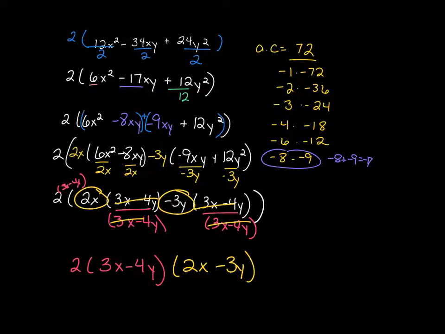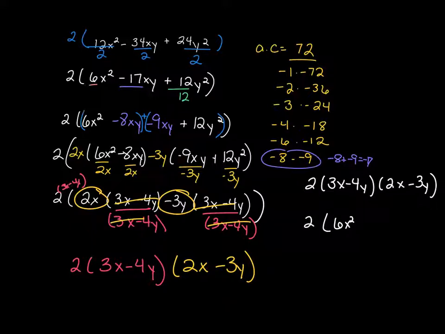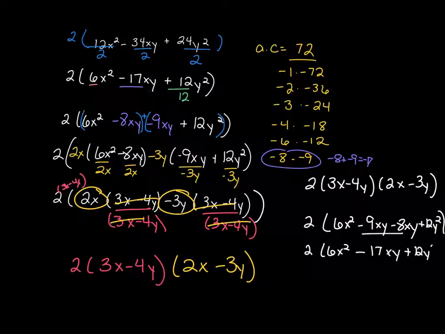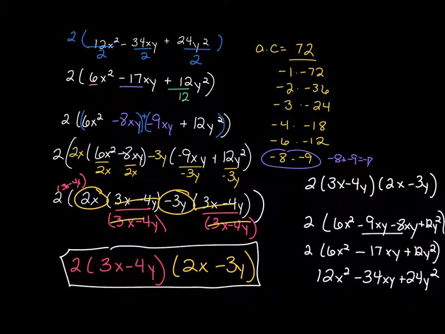And let's check it. We have 3x minus 4y, 2x minus 3y. So first, 6x squared, outer minus 9xy, inner minus 8xy, and last plus 12y squared. And then combine the two middle, 6x squared minus 17xy plus 12y squared. Now distribute the 2. So 12x squared minus 34xy plus 24y squared, which is what we started with. So 2 times (3x minus 4y)(2x minus 3y) is the correct answer.